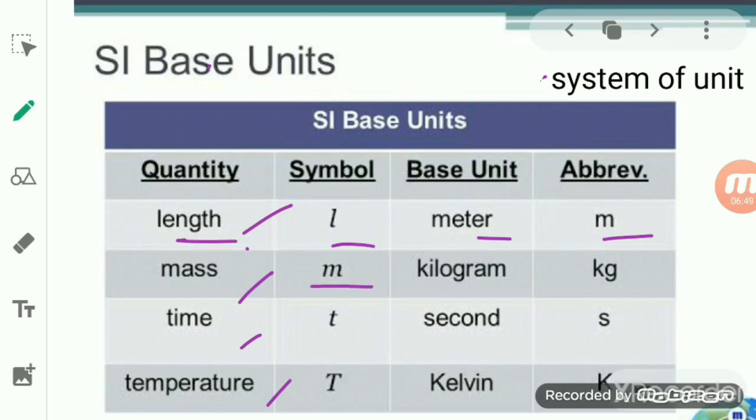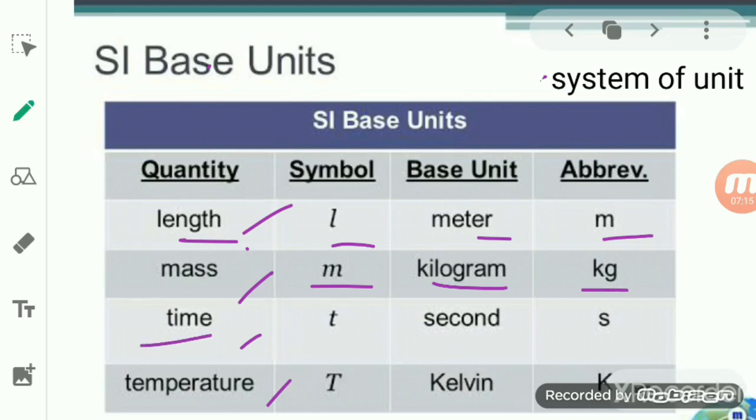Here it is for length. It is the unit of length which is represented by small m. Mass is represented by small m. Now mass has the basic or SI unit, that is kilogram, and this kilogram is represented in the form of kg. The abbreviated form of kilogram is k small g, kg.